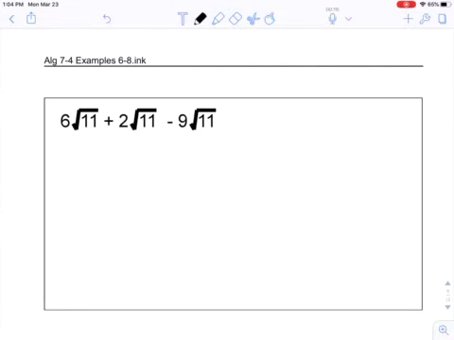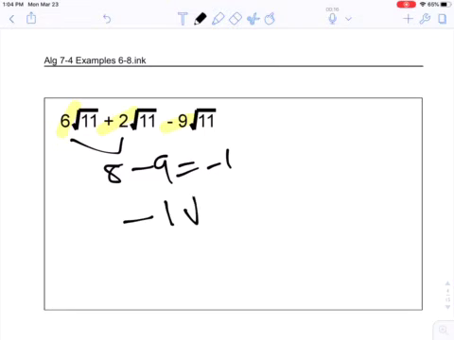Okay, so this one, all the radicands are the same. So pretty much all you got to do is add up all of that stuff together, right? So we've got 6 plus 2, which is 8, and then 8 minus 9 is negative 1. So you could write it as negative 1 square root of 11, but like we said, we don't need that 1 out there, so just go negative square root of 11. Think of these radicands, square root of 11, as 6 groups of square root of 11. Think of this as 2 groups of square root of 11. And if you think about it that way, it's pretty straightforward.